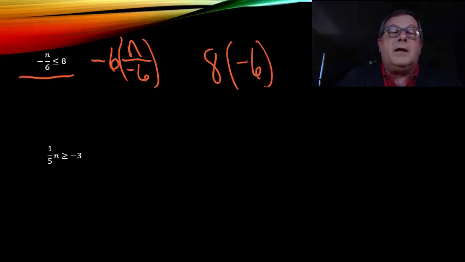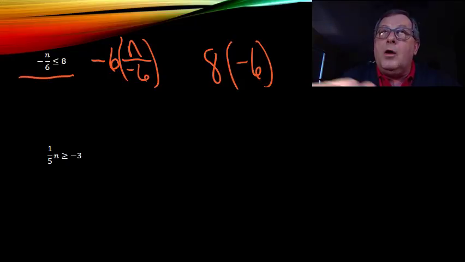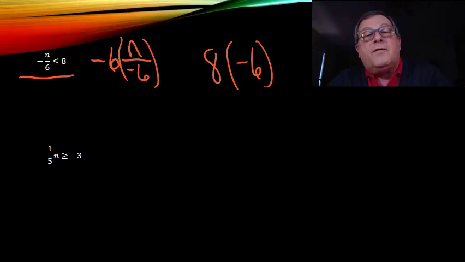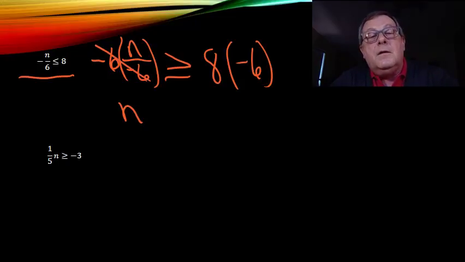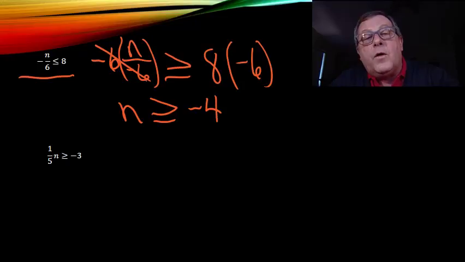Now, but what about my inequality? Well, I started off with less than or equal to, but I am multiplying by a negative number, so I've got to change that, flip that to greater than or equal to. Now, let's go ahead and solve. Negative 6 over 6, well, that's going to just cancel out to be 1. It's going to leave me with n. So now n is greater than or equal to, and 8 times negative 6 is negative 48.